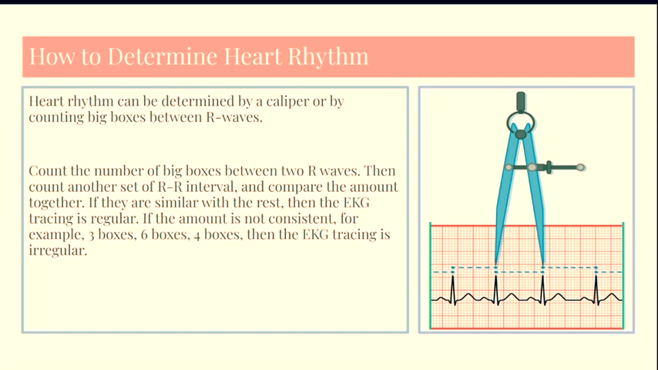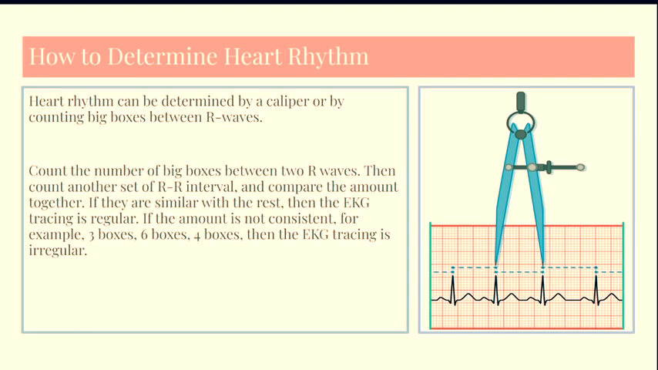How to determine heart rhythm? Heart rhythm can be determined by a caliper or by counting big boxes between R waves. First, count the number of big boxes between two R waves. Then, count another set of RR interval and compare the amount together. If they are similar with the rest, then the EKG tracing is regular.